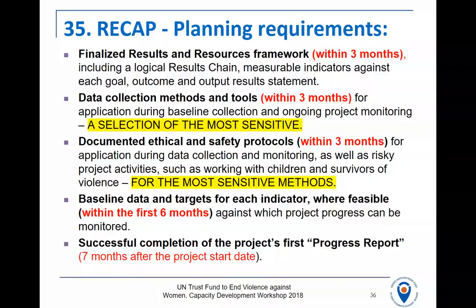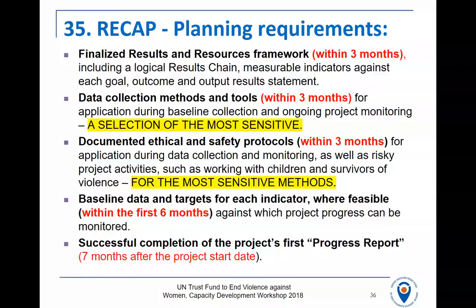And then you'll start collecting your baselines, and we'll ask you to submit that within the first progress report. One final word, we don't expect you to do any kind of baseline study. When we're talking about baseline data, we simply mean entering some information in the results framework. We don't expect you to do lots of research.